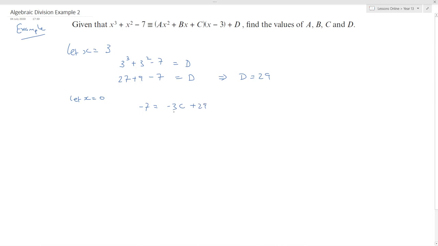So I think the best place for the c is on the left hand side, and bring the 7 over. So that gives me 3c is equal to 29 plus 7. 3c equals 36. So c is going to be equal to 36 divided by 3, which is 12.